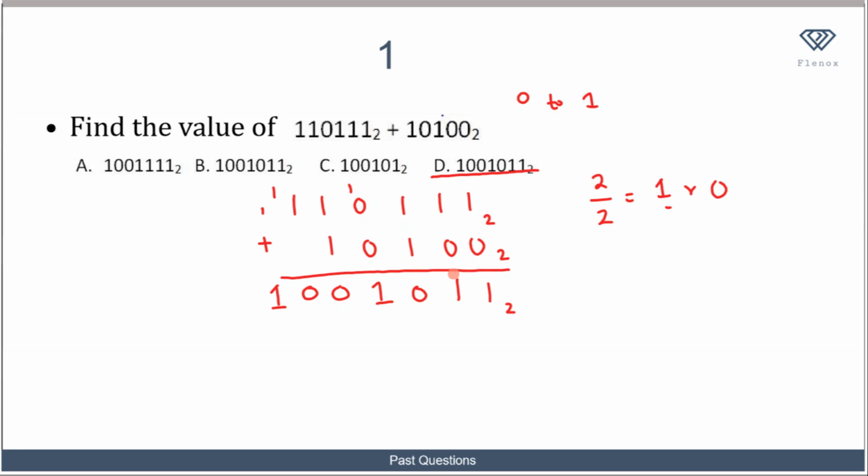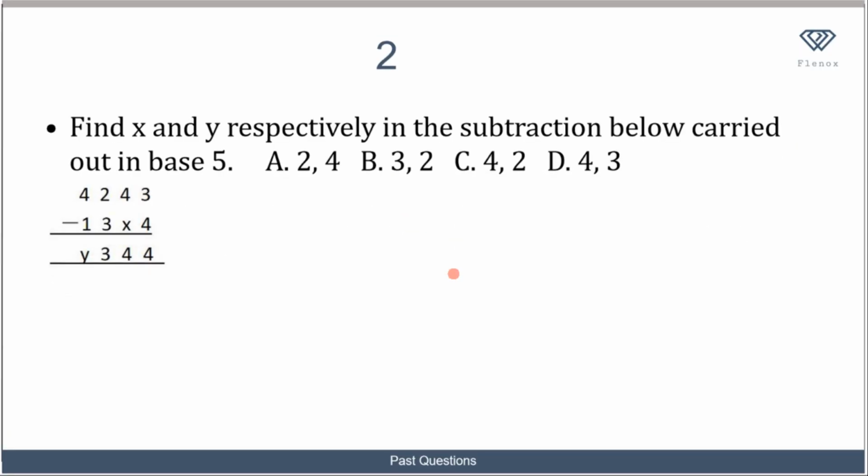Let's move on to the next question. Now we are told to find the value of x and y in the subtraction below carried out in base 5. So we are given two numbers, this minus this, and we are told that the result is this, and this operation is carried out in base 5. So I'm going to write it out properly.